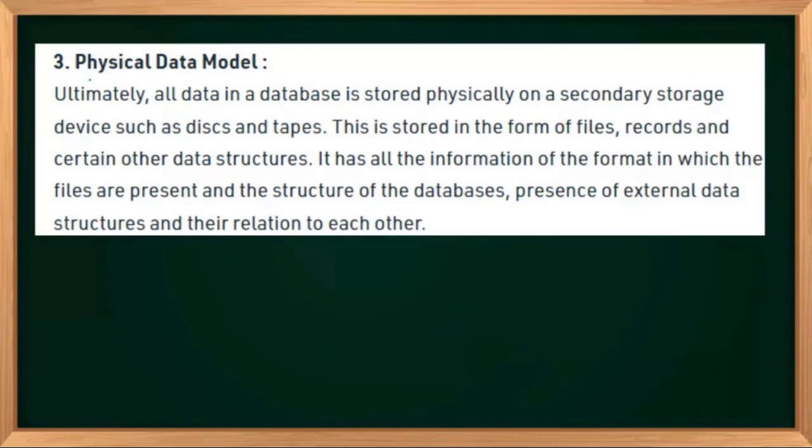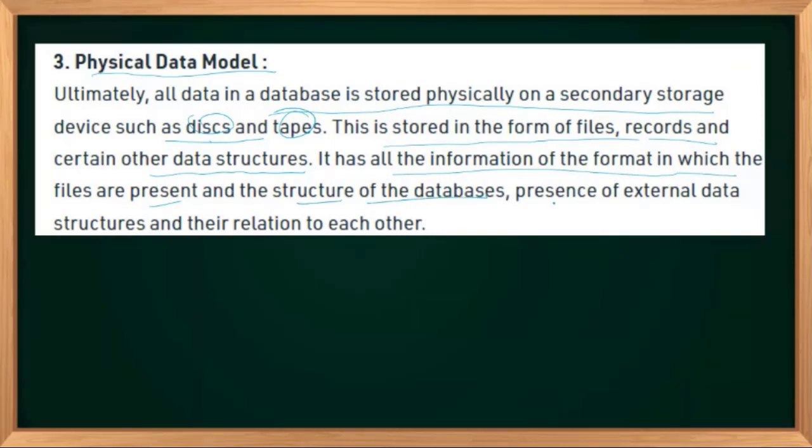The physical model is where the actual data is stored, at the bottommost level. Ultimately, all the data in a database is stored physically on a secondary storage device such as a disk or tape. Earlier it was tape, nowadays it is disk. The data is stored in the form of files, records, and certain other data, with all the information of the format in which files are present, the structure of the database, and the presence of external data structures and their relation to each other.